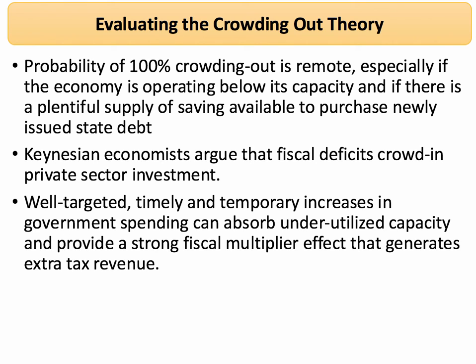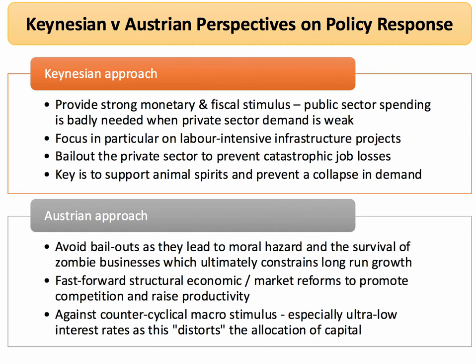The counter arguments are that the probability of 100% crowding out of the private sector by the public sector is pretty much zero, especially if the economy is operating below capacity, and also if there's lots of saving to purchase the debt. Keynesian economists will argue that well-targeted investments can crowd in and cut the deficit over time. The Keynesian perspective, I think, is really quite important when we think about how to respond to a recession, how to respond to a financial crisis.